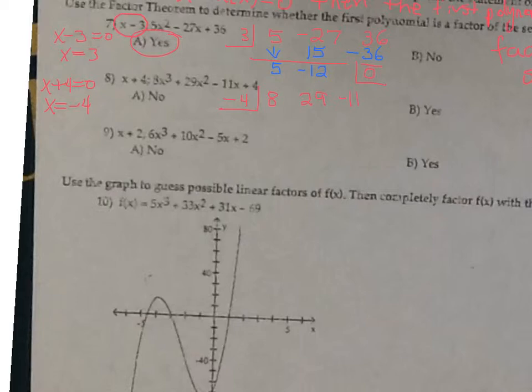On the quiz, are you going to give us problems when the numbers aren't in order? Yes.